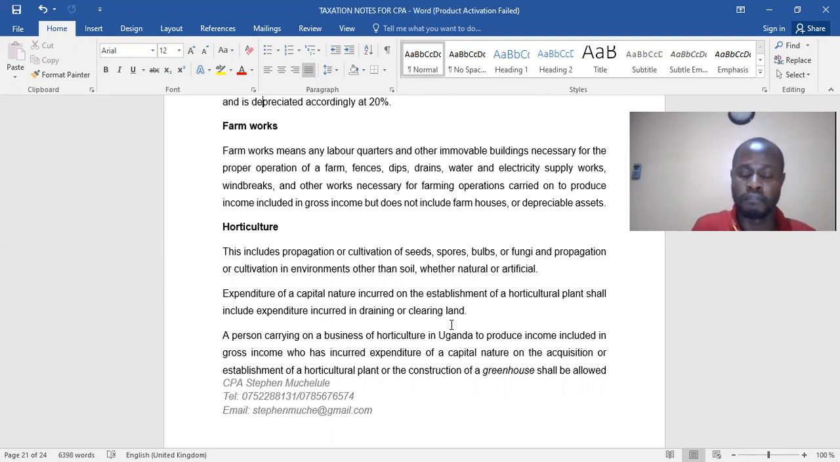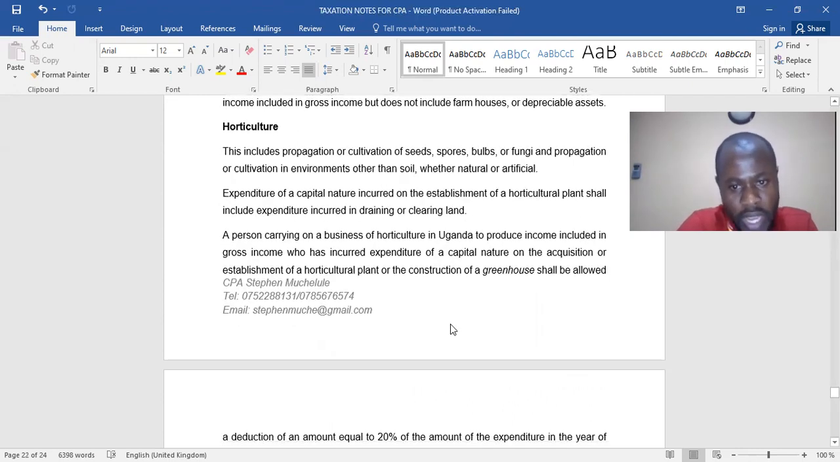Still in class, now I'm getting a bit confused. If you bring a greenhouse, is it also in class 4? No. It is not in class 4. Although the rate is the same, we are saying a person carrying on a business of horticulture in Uganda to produce income included in gross income and has incurred expenditure of capital nature on the acquisition or establishment of a horticultural plant or the construction of a greenhouse.